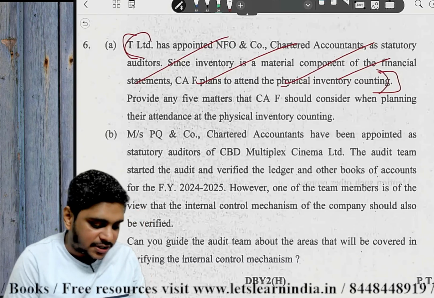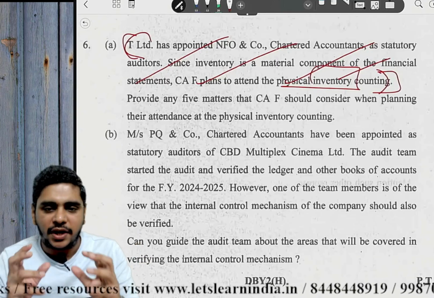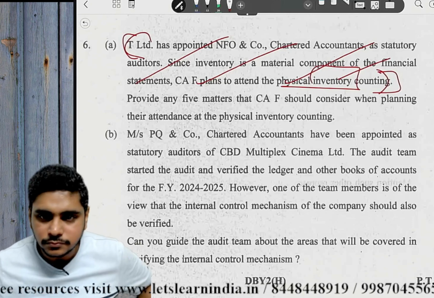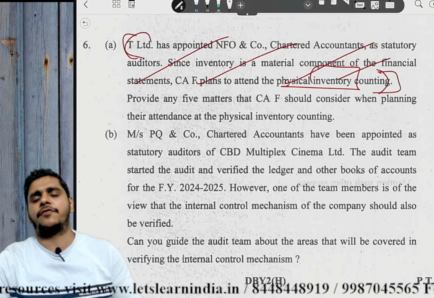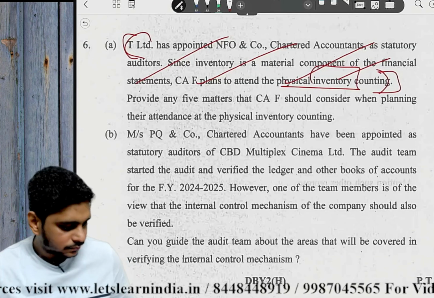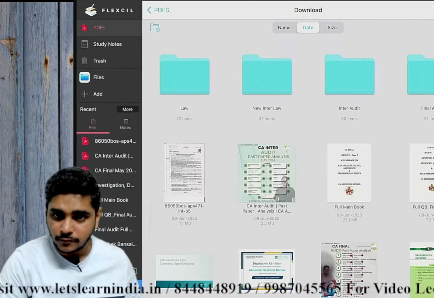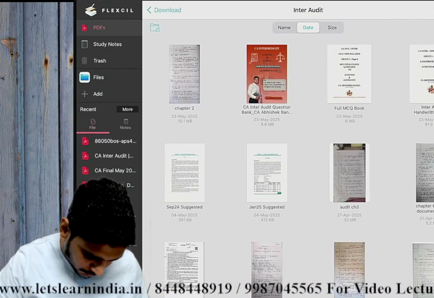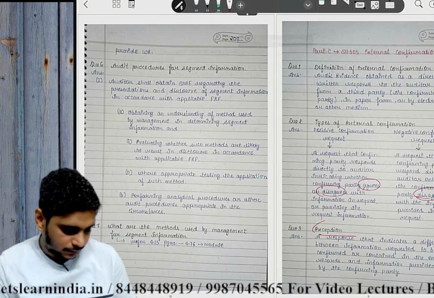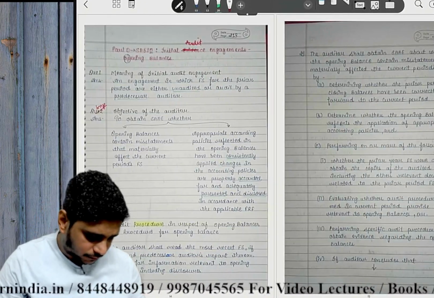Now you tell me physical inventory counting. Where have you studied this inventory concept? Can you answer this to me? Divyanshi says chapter number 4, audit evidence chapter, inventory. Can you write the essay number? Essay 501. Very good. Essay 501.